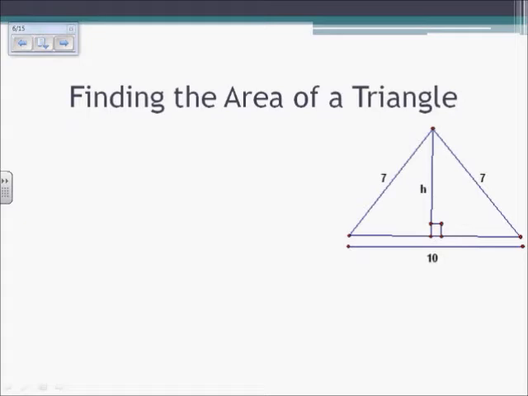Alright, finding the area of a triangle. If we have an isosceles triangle, which we do, with two sides 7 and 7 being the same, we know that the altitude that is dropped from the top is actually a perpendicular bisector, which means that the two sides of two different right triangles are 5. So if we're trying to find the area of a triangle, we need to have the area formula, and the area formula of a triangle is 1/2 the base times the height. We know the base is 10, and we're trying to solve for the height.